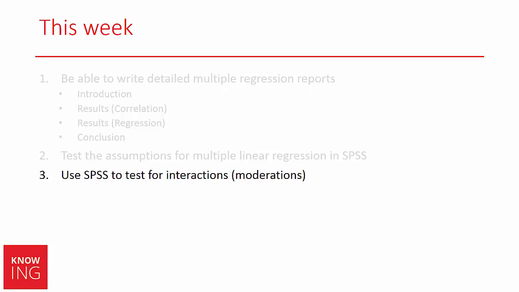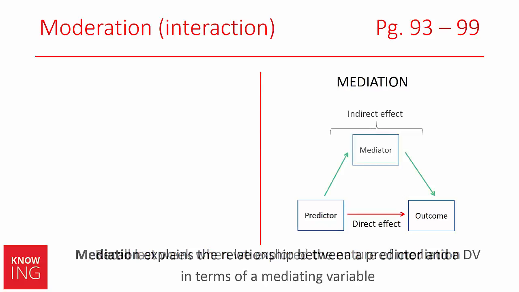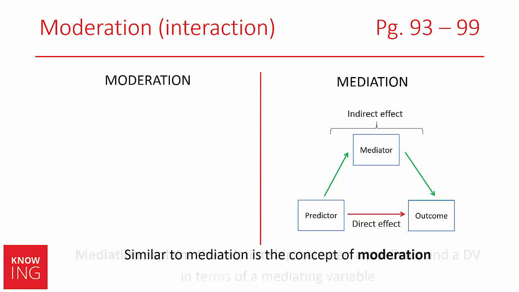In this video, we'll learn how to use SPSS to test our data file for interactions, which are also called moderations as well. Now, moderation relates similarly to what we looked at last week on mediation. Remember, we said mediation explains the relationship between a predictor and a dependent variable in terms of a mediating variable. In other words, we have our basic indirect relationships happening.